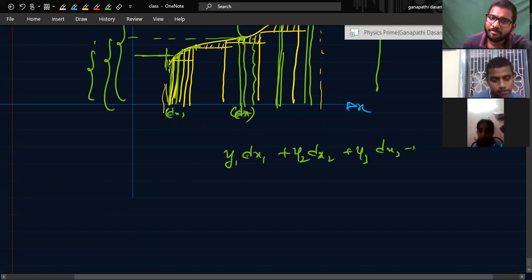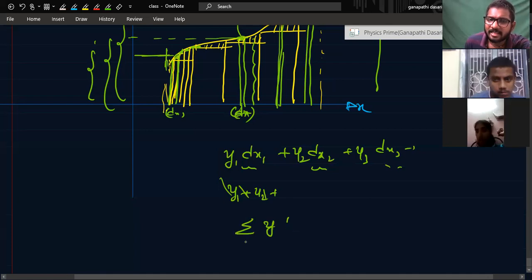Yes, sir. So for every dx, if we take very small and equal intervals, then y1 plus y2 plus y3 times dx. The same thing we can write as yi dxi, i running from 1 to that, and if this is x equal to x initial, this is x equal to x final. So i running from x initial to x final. You got it? Yes, sir.